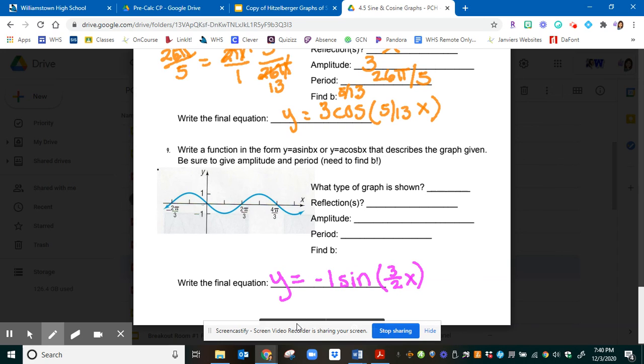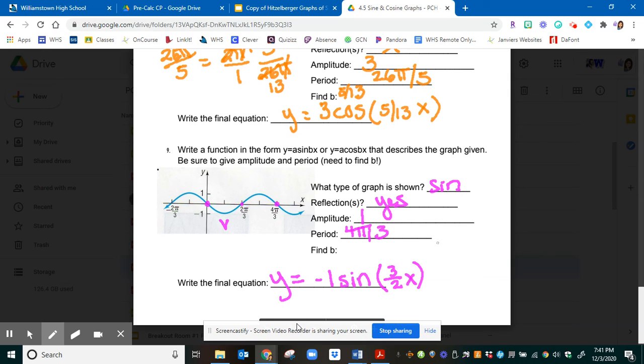Real fast, again, it starts at the origin, so therefore we know this is the sine curve. Now sine usually starts with a hill and then a valley, so because it has a valley to its midpoint and then a hill to the end, we know that there's a reflection, yes. The amplitude is just 1, even though it's upside down, it's still an amplitude of 1. Its period goes from 0 all the way to 4π/3.